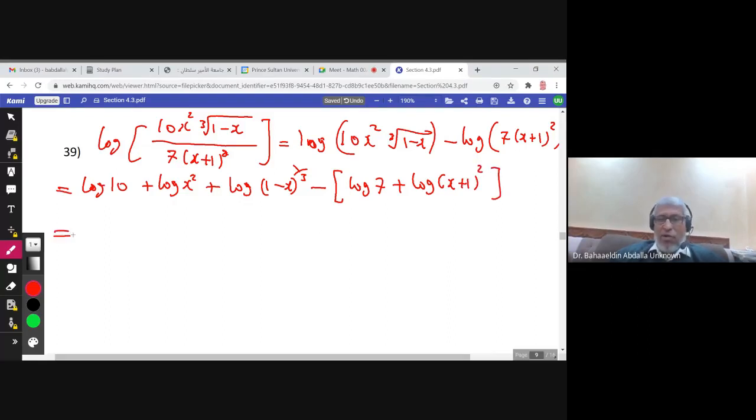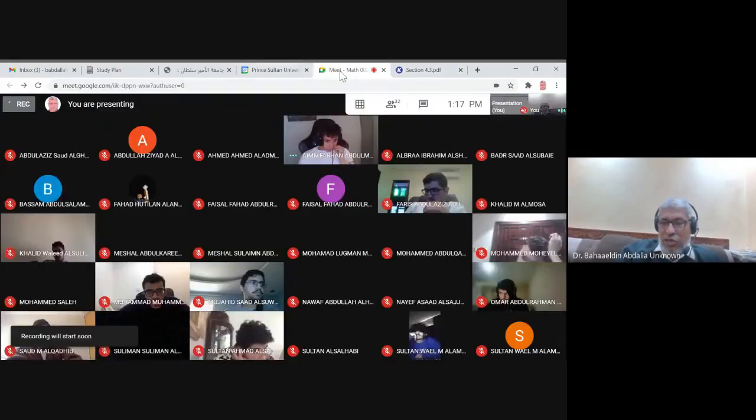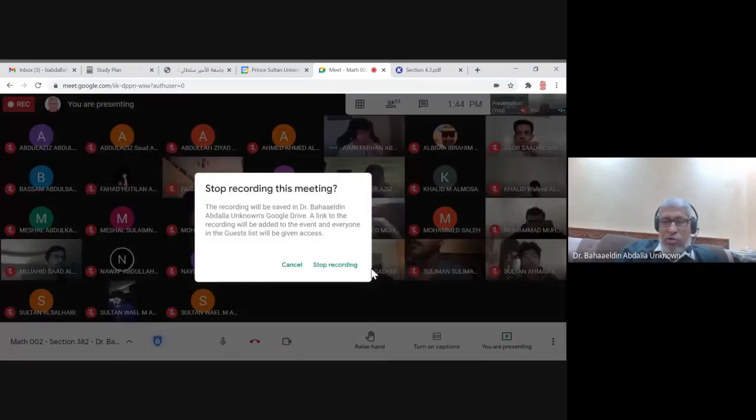And now log 10 is 1, and this is 2 log x, and this is 1 over 3 log 1 minus x, and here minus log 7 and minus 2 log x plus 1. By this I come to the end of this lecture, and if you have any question, you are most welcome.